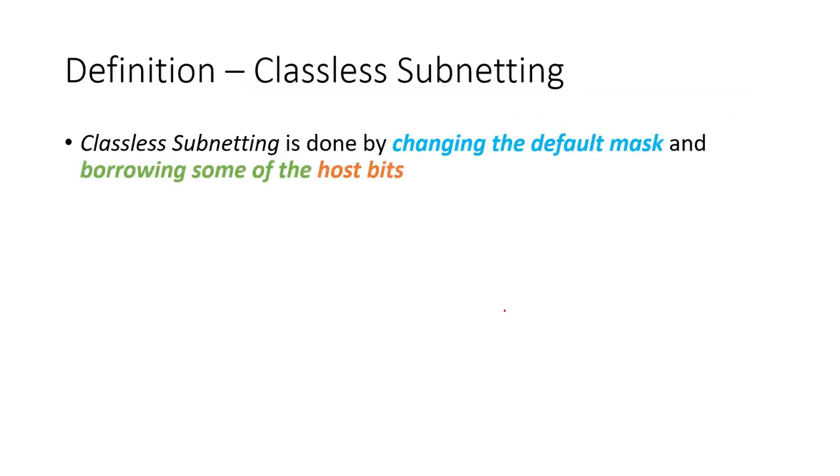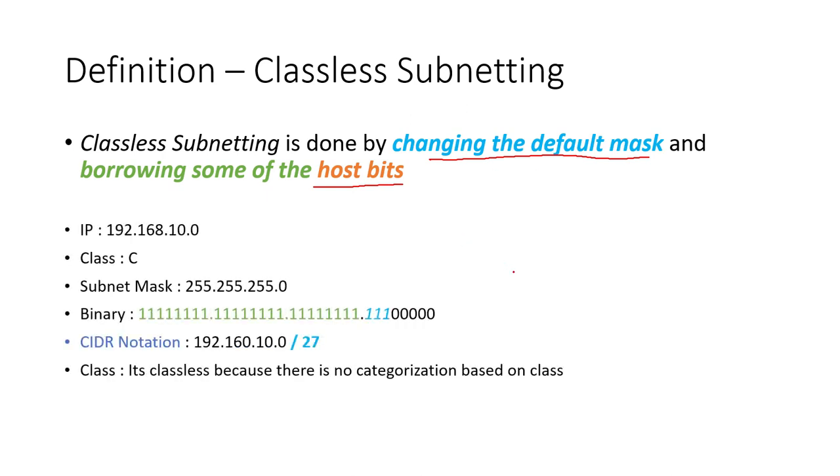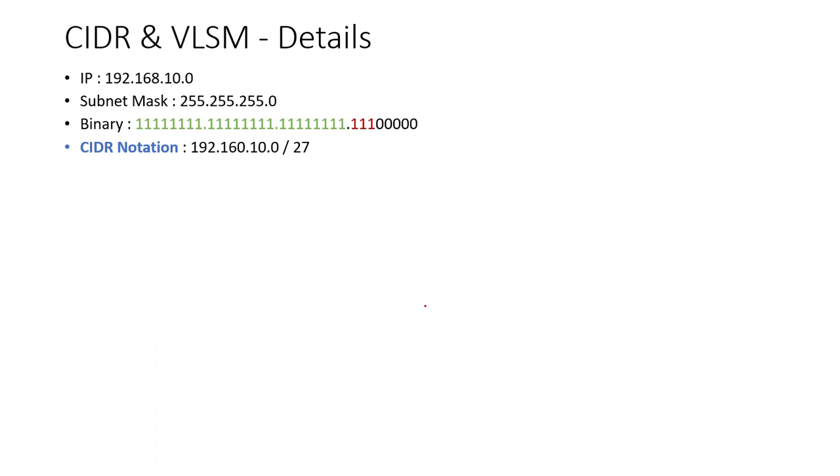So what is the definition? Classless subnetting is done by changing the default mask and borrowing some of the host bits. In this example, we borrowed 3 bits, and then in CIDR notation we say /27. 27 is the total number of network bits after borrowing bits from the host, and it's classless. This is the same example we have, and now this is the binary representation.